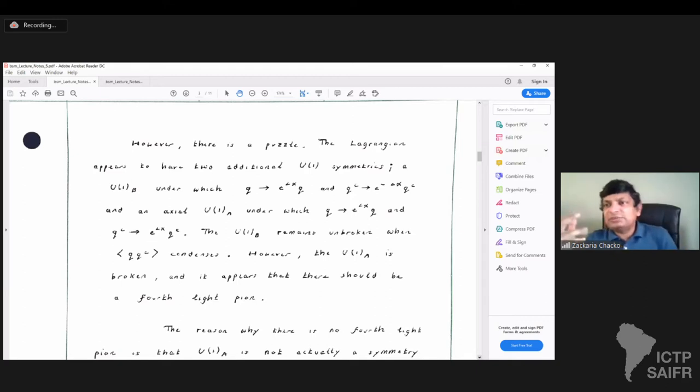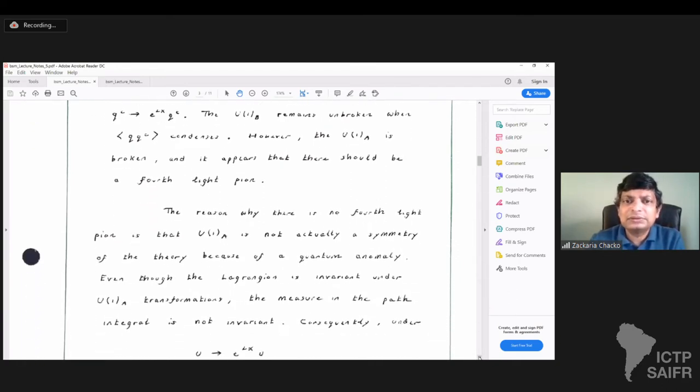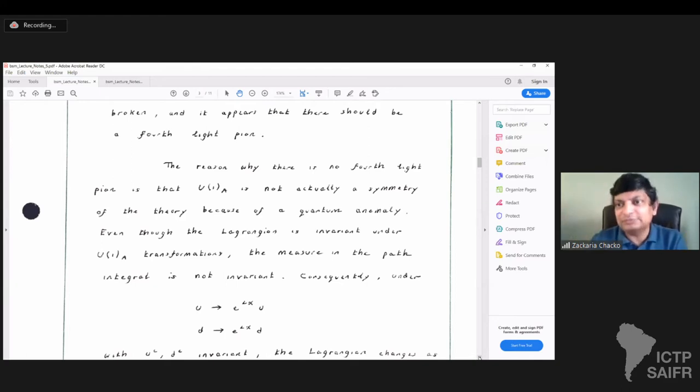And so it looks like there should actually be four pions, not three. Because there's this U(1) axial, it's a symmetry of that Lagrangian, you can check. When this condenses, this thing has charge under U(1) axial, and so the U(1) axial is spontaneously broken and there should be a Goldstone boson. So there should be a fourth pion, not just the three that we're seeing. And this was a problem for a long time. Nobody could understand where this pion had disappeared to. This was called the axial U(1) problem. This problem was there long enough for it to get a name.